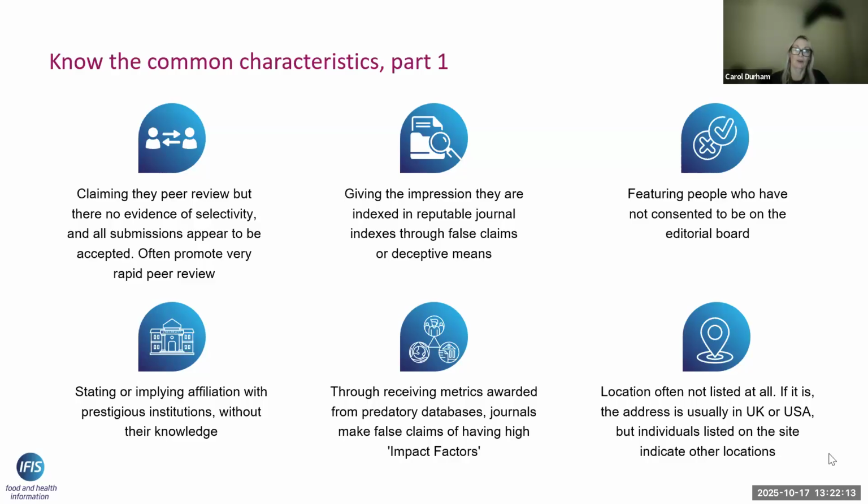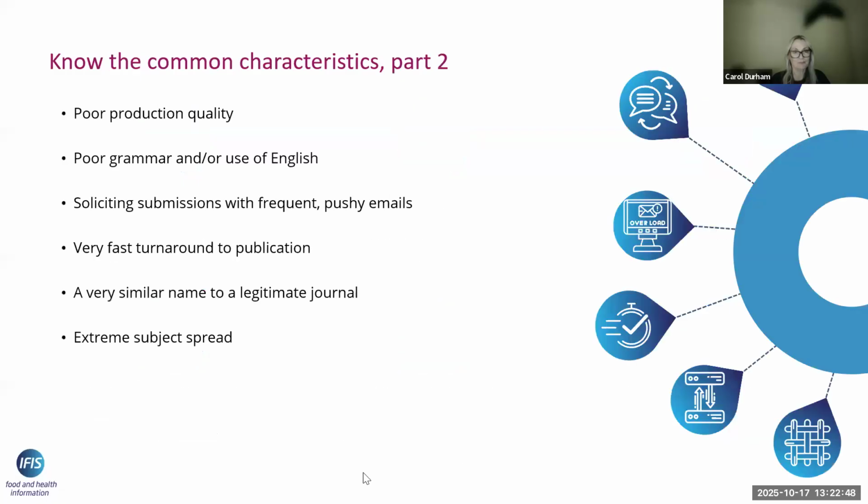Deceptive information around their location is also a common characteristic. The locations or offices of deceptive journals or publishers are quite often not mentioned anywhere on a website, and if they are mentioned, the address is usually in the US or the UK. However, the editorial boards and author locations of the individuals listed in the journal site indicate other locations, and in some cases where they've got postcodes or zip codes, they can be put into Google Maps and searched and can yield some surprising or amusing results, shall we say.